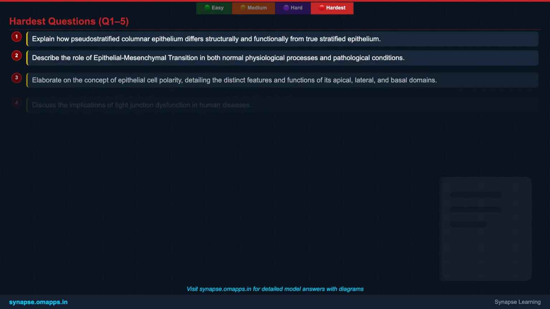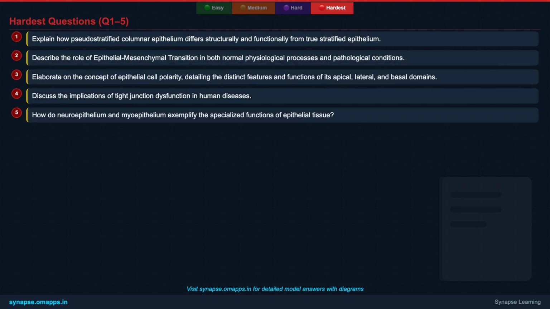Now, for our most challenging questions, testing your competitive depth. First, explain how pseudostratified columnar epithelium differs structurally and functionally from true stratified epithelium. Second, describe the role of epithelial mesenchymal transition in both normal physiological processes and pathological conditions.